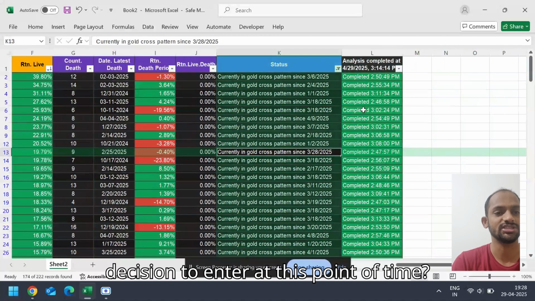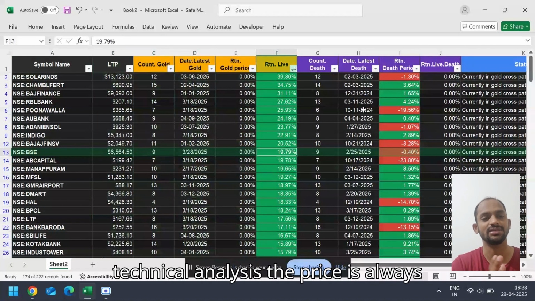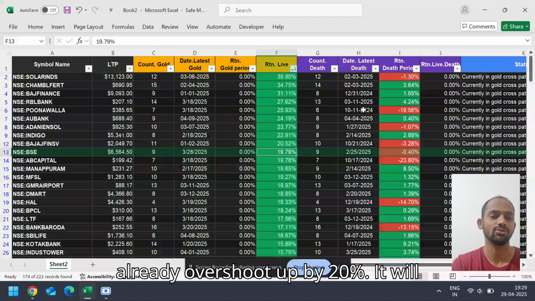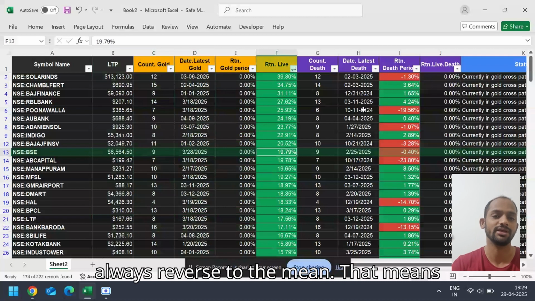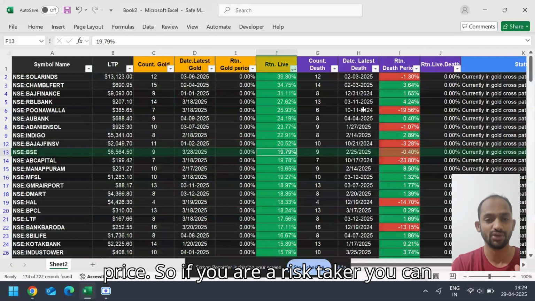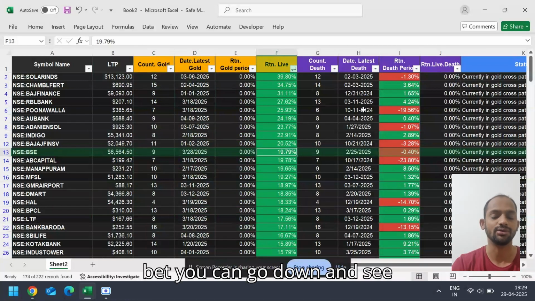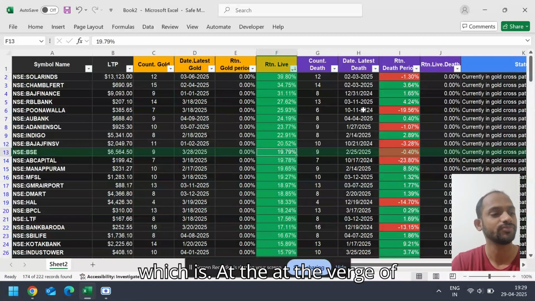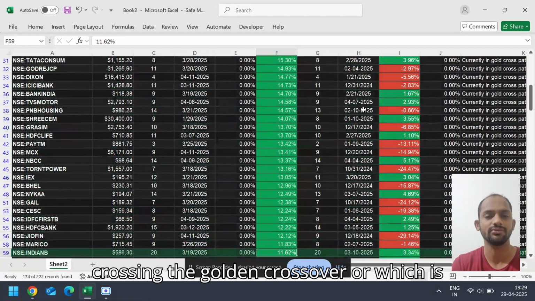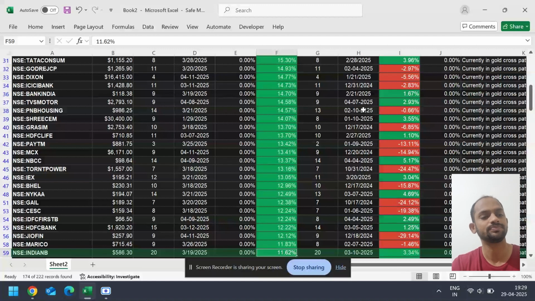So is it a wise decision to enter at this point of time? In technical analysis, the price always reverts to its mean. That means it has already overshot up by 20%. It will always reverse to the mean, that means the price will always come to its average price. So if you are a risk taker, you can enter, or if you want to take a safer bet, you can go down and see which is at the verge of crossing the golden crossover, or which has just now crossed the golden crossover. That we'll analyze.